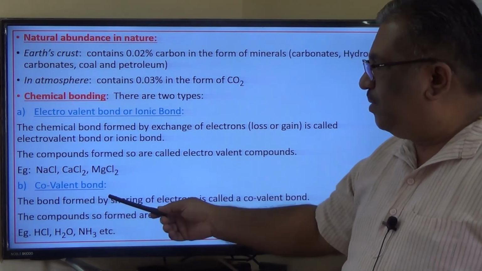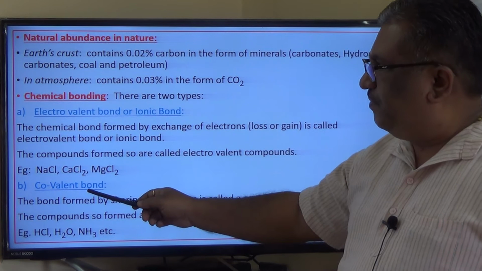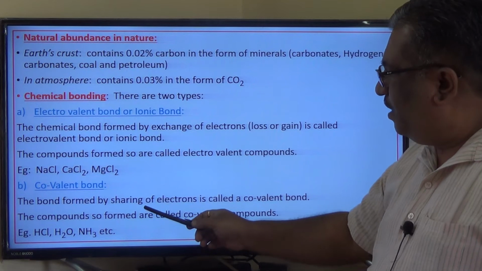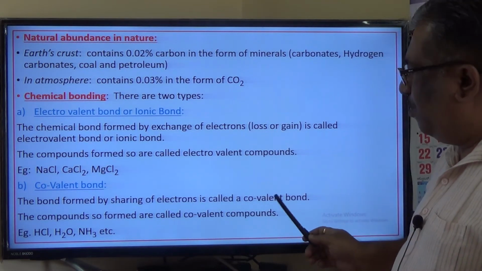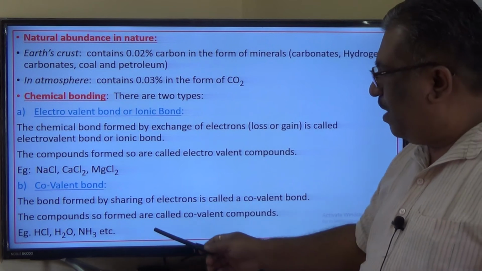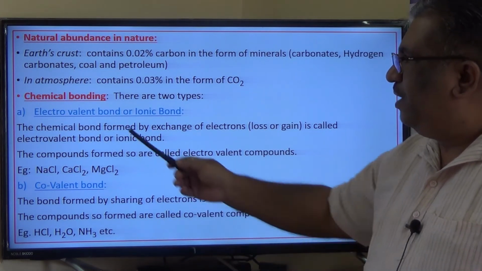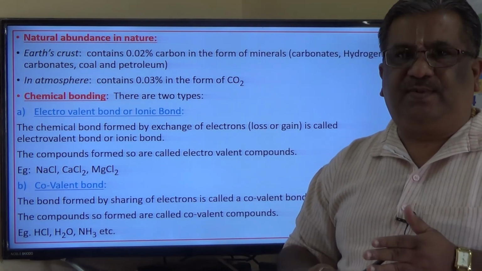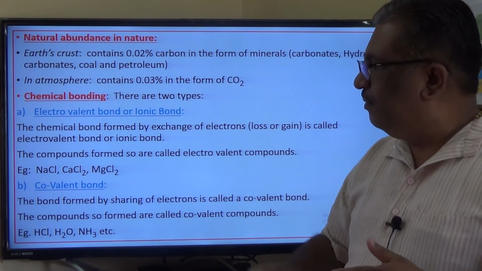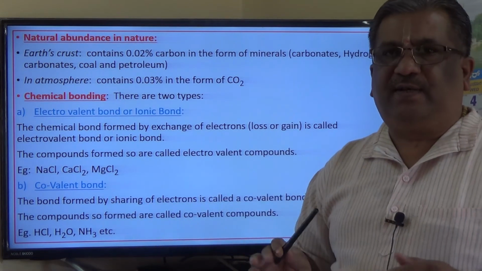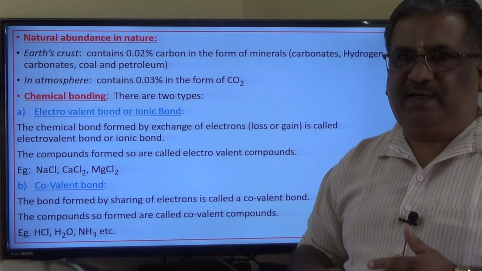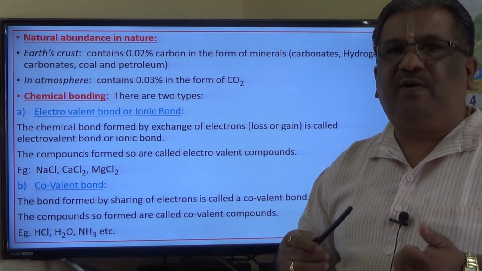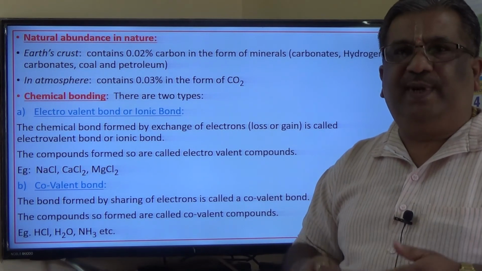We have already seen the formation of all these compounds by electron dot structure, isn't it? Okay, next is covalent bond. What is covalent bond? This is totally different from electrovalent bond. Covalent bond, the bond formed by sharing of electrons is called a covalent bond, and the compounds so formed are called covalent compounds. In electrovalent bond, we see the exchange of electrons between the atoms or between the elements. Here, it is not the exchange of electrons. It is basically the sharing of electrons.